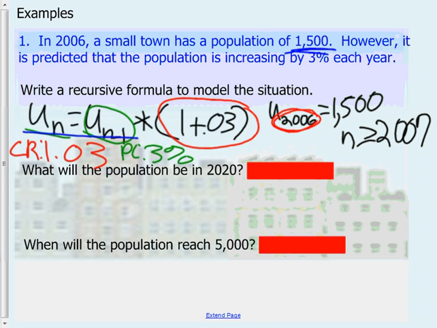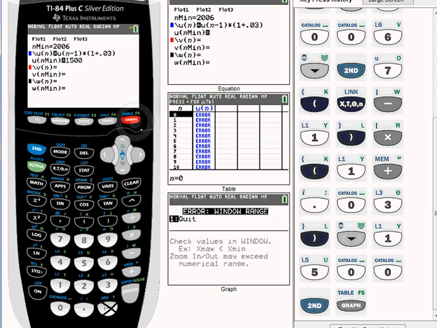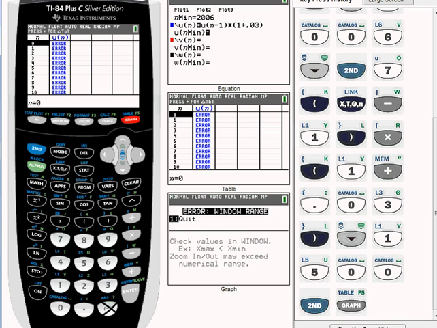What will the population be in 2020? So we have two ways of doing this. First off, let's take a look at our table. You can already see my table here because I want to show you a little thing here with the table. A whole bunch of errors. Why am I getting errors there?